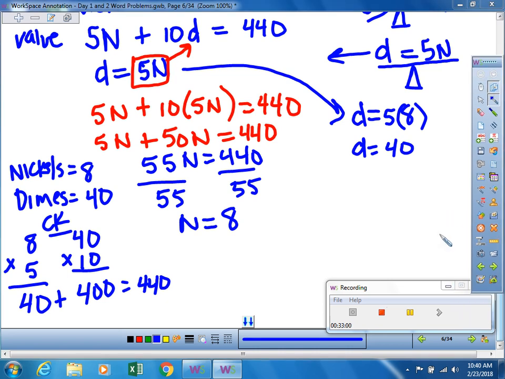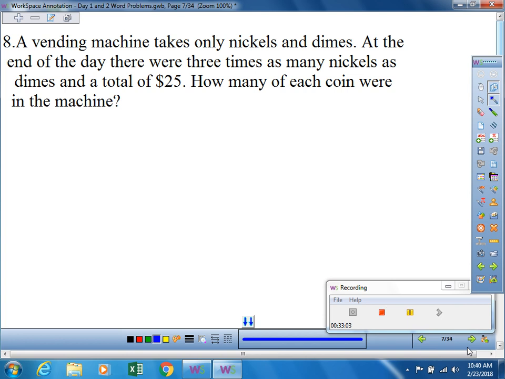All right. The next one we're just going to set up. So label this number 8. Number 8. A vending machine takes only nickels and dimes. At the end of the day, there were 3 times as many nickels as dimes, and a total of $25. How much of each coin were there? So, what do we have? Do we have a number of coins? No. Do we have a value? Yes. So we have a value, and we have nickels and dimes.